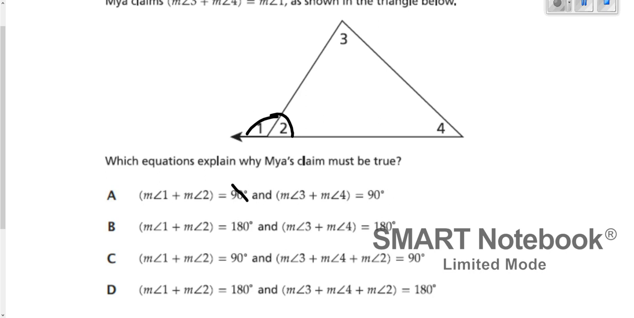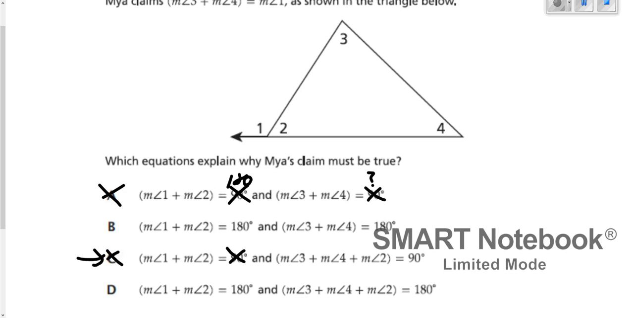So that's wrong. And it also says angle 3 plus angle 4 equals 90. So that should be 180. And this, we actually don't know what that is. We need more information to know that. Choice C also has that 90 there, so I can cross that one off.